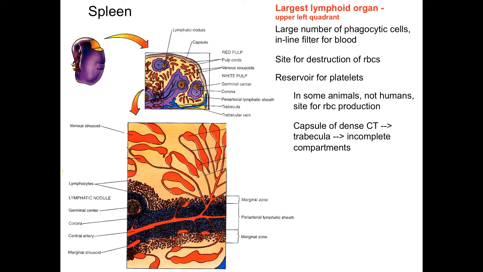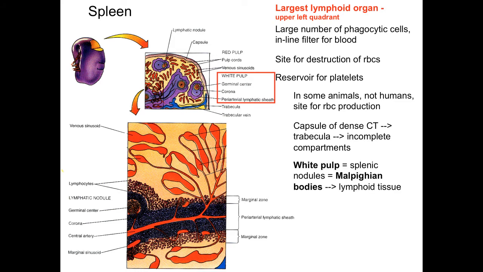The spleen has a capsule of very dense connective tissue that surrounds it, and then trabeculae incompletely penetrate the organ, dividing it into compartments. The spleen has an area that we can define as white pulp, and white pulp has areas that we call splenic nodules, sometimes given the term Malpighian bodies. The white pulp of the spleen is the lymphoid tissue in the spleen.